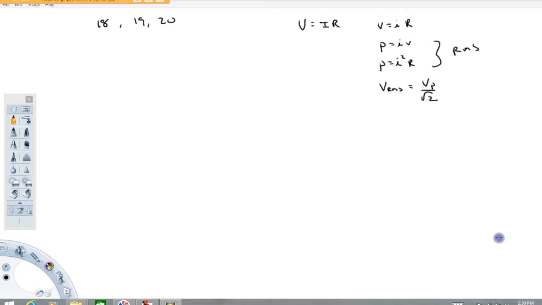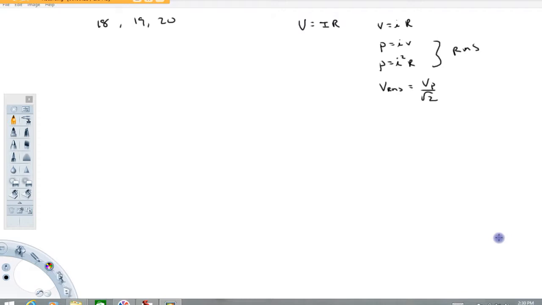I'm making this video here to help you out with numbers 18, 19, and 20 in your homework over magnetism and in AC circuits. So number 18, it says, what is the resistance of a light bulb that uses an average power of 25 watts when connected to a 60 hertz power source having a maximum voltage of 170 volts?